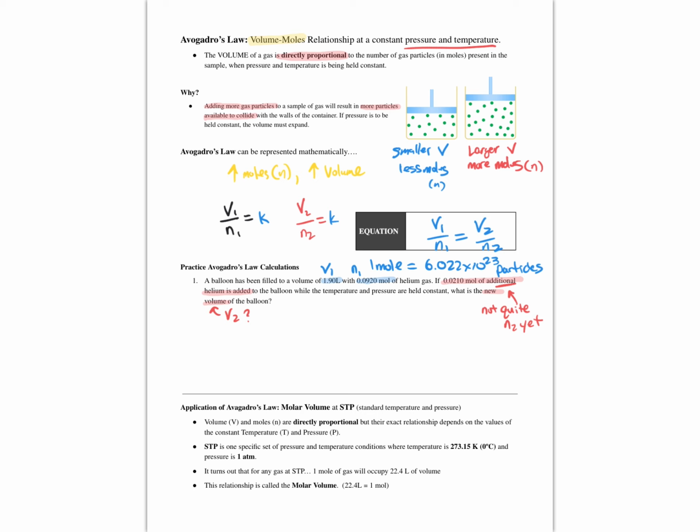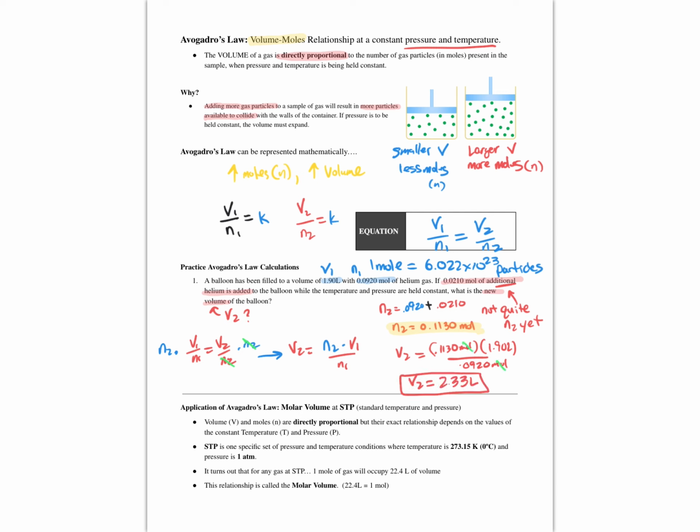So we clearly have our V1 and N1, but that's not quite our N2. That's additional moles added, so we have to add that number to our initial moles to find our N2. Then we're going to write down Avogadro's law. V1 over N1 is equal to V2 over N2. And since we're solving for V2, we're just going to quickly change it into a form that's going to be V2 is equal to N2 times V1 over N1. We will input our values and then we'll solve for volume 2, which is equal to 2.33 liters.